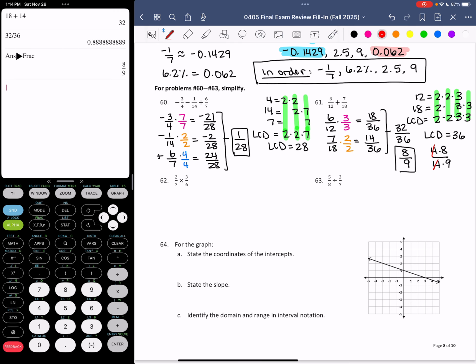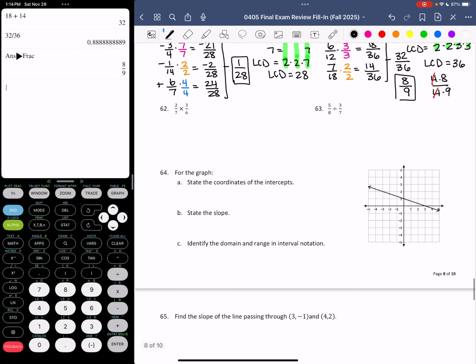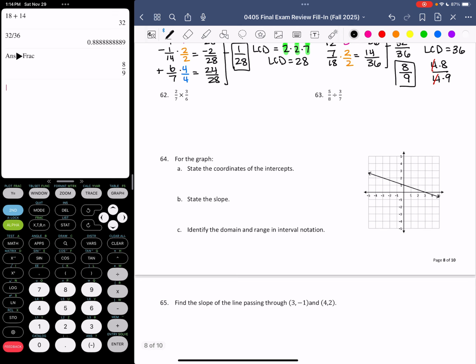Okay, moving on. What do we have next? Oh, multiplication. So multiplying is pretty easy, pretty straightforward. Multiply straight across. This is what we want to do. 2 times 3 is 6, and 7 times 6 is 42. And then, of course, reduce at the end. So if 6 can be written as 1 times 6, and 42 can be written as 7 times 6, then we can cancel out the 6's, and we're left with 1/7.